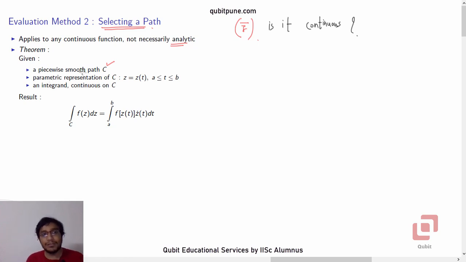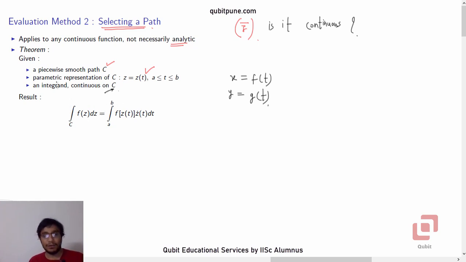We are given a piecewise smooth curve C, and we are given a parametric representation of C. If not given, we can easily find it, meaning you have to express the real part of z and the imaginary part of z as functions of t. Usually it is going to be one of the standard curves, and the parameter t takes all real values between a and b. The third thing given to us is an integrand which is continuous on C.